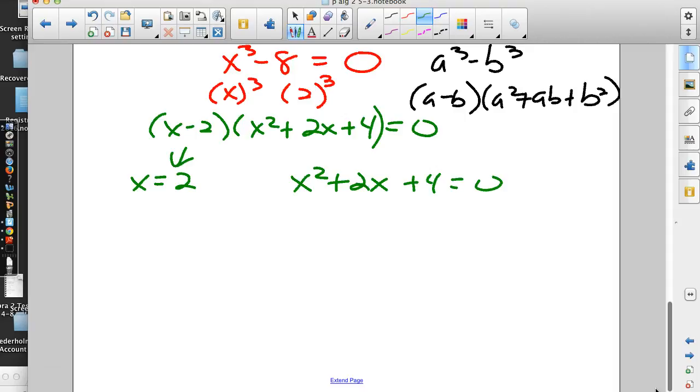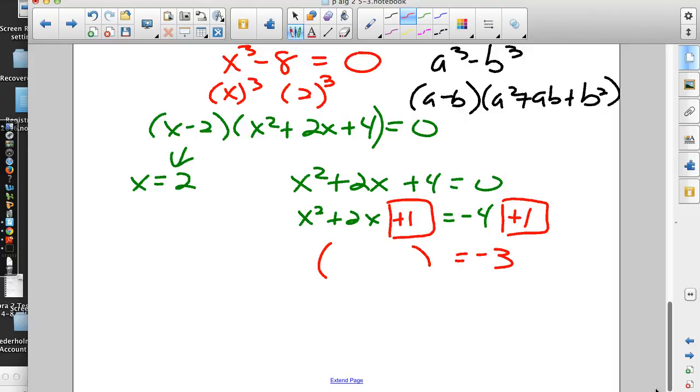How do you suppose I'm going to solve that little bugger? Completing the square, exactly. And this is a nice one. I've got a b value of 2. This is going to work out really nice. Find the value for me, please. What is it? 1. What goes in the parentheses? x plus 1.